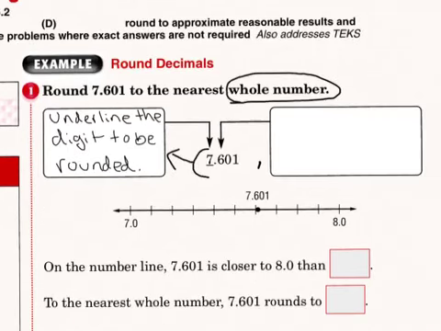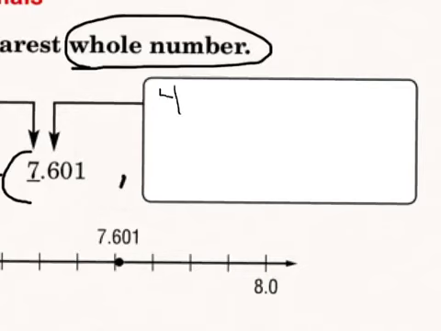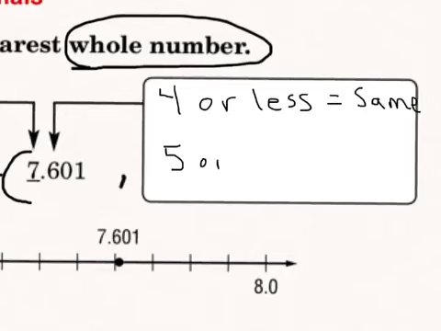Okay, now we're going to look at the number to the right of the digit that is being rounded. In this case, we're going to look at number 6. If the number is 4 or less, the number that is underlined is going to stay the same. If the number to the right of the number you're rounding is 5 or greater, you are going to add 1.